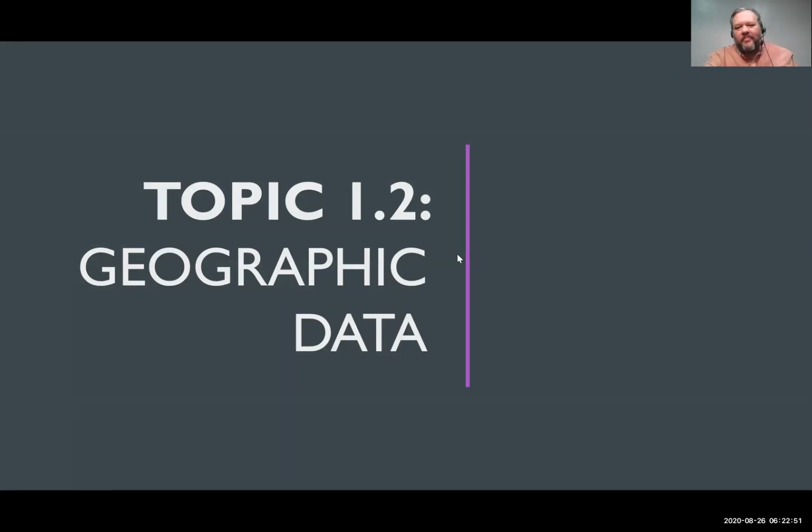All right, welcome everybody. Today we're going to talk about two parts of Unit 1, and that is 1.2 geographic data, and then 1.3 the power of that data. So let's go ahead and get into it.